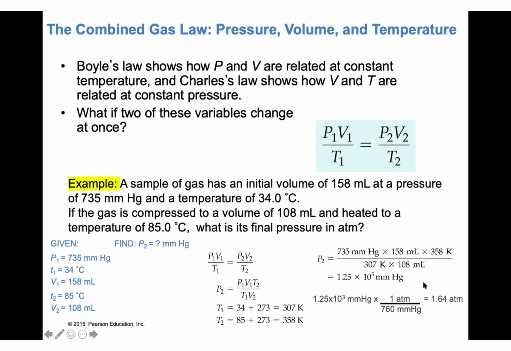The other way to do that is to first convert to atmosphere using this conversion factor. So 735 divided by 760, okay, to get it in atmosphere. Then you put this atmosphere value that you get in the equation, and what you get at the end will be in atmosphere. So both ways are correct.